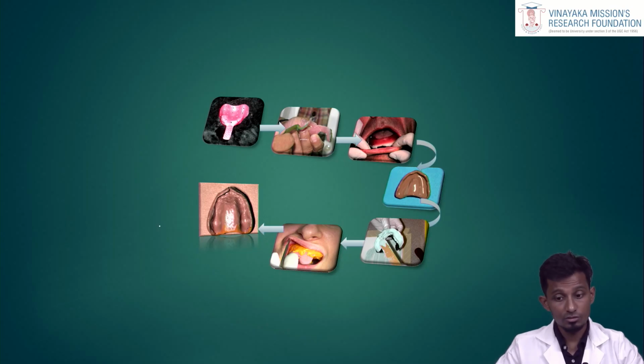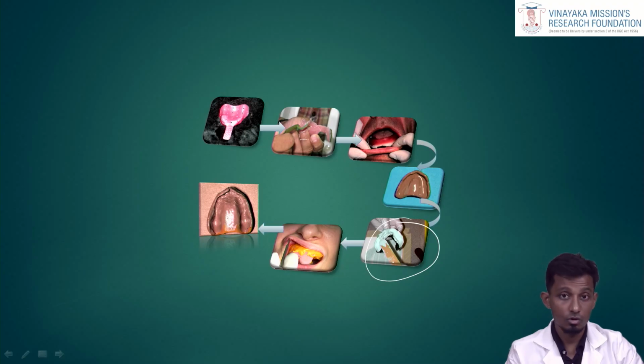So first border molding is done. Once border molding is done, we remove the wax spacer and remove a little bit of the material, and then we add the impression material, which commonly is ZOE, zinc oxide eugenol impression paste, or medium body silicone elastomeric material can also be used, and then it is inserted in the patient's mouth, and there you have your final impression.